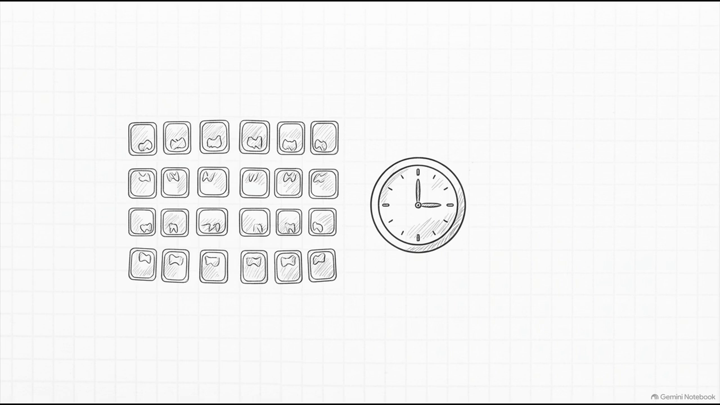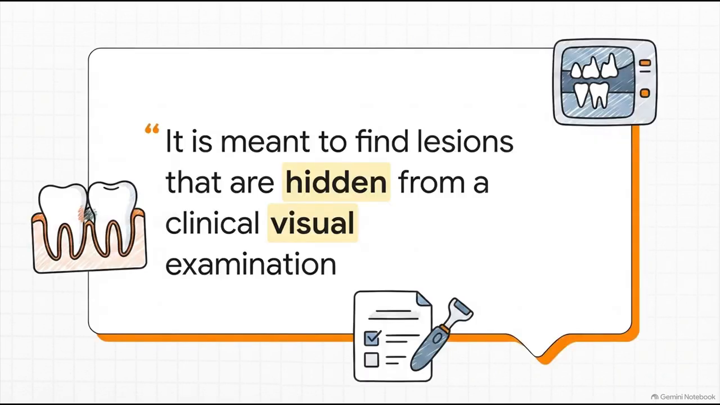So the crucial point regarding a full-mouth series is knowing your frequency limits, because billing code D0210 too often is going to quickly result in a denial and a very unhappy patient. Then we have bite wing X-rays, which are incredibly specific. According to the guidelines, bite wings are meant to find lesions that are hidden from a clinical visual examination, such as when a lesion is hidden by an adjacent tooth.